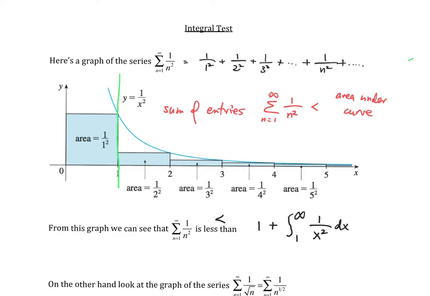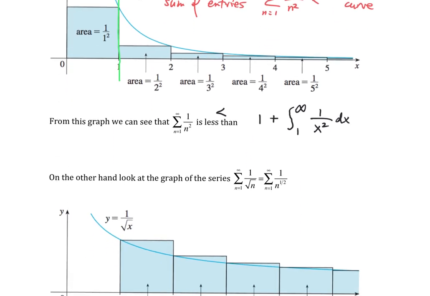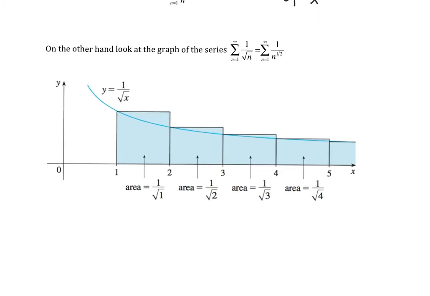In other words, I want to avoid this vertical asymptote at x equal to 0. So I'm going to start my integral from x equal to 1, and then I'm just going to account for that first box by adding a 1 there. Because the area of the boxes on the right of the green line is under the curve, we know that this sum is going to be less than this expression on the right over here. Okay, cool. So let's take a look at a different graph now.